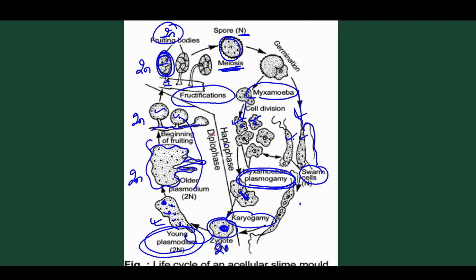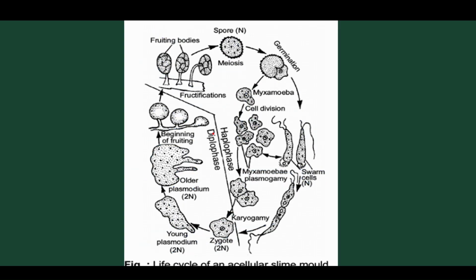So they contain both diplophase and haplophase. This is the acellular slime mold, the acellular life cycle.